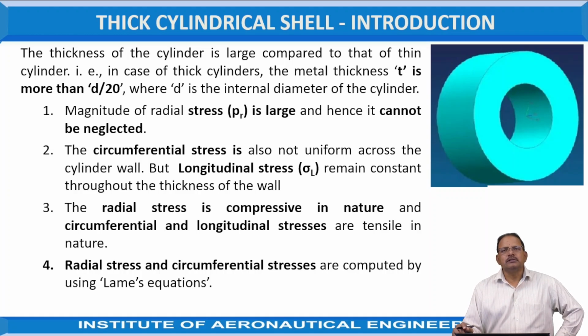The circumferential stress is not uniform along the thickness of the wall, and it is tensile in nature. The longitudinal stress remains constant throughout the thickness of the wall. So the radial stress is compressive in nature, and the circumferential and longitudinal stresses are tensile in nature. The radial and circumferential stresses are generally computed by using Lame's equations, and the longitudinal stress is almost uniform throughout the thickness of the wall, hence it can be neglected here, but considered for computing values.